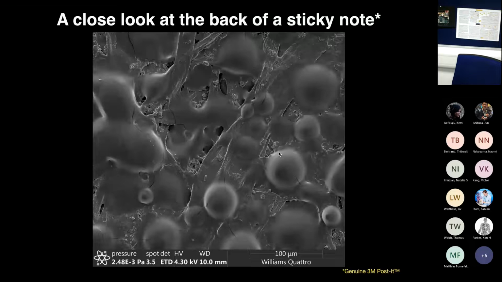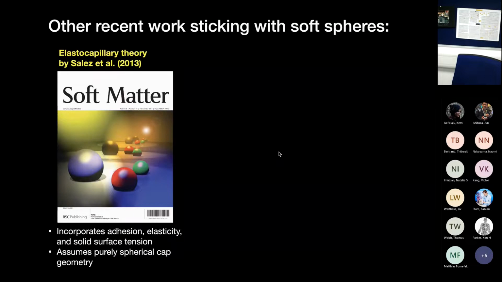And I'd be remiss in talking about these experiments without mentioning a couple of recent studies looking at adhesion of compliant spheres with rigid substrates. One was a theory paper by Tom Salas et al. That was actually a cover of Soft Matter, which was a purely elastocapillary theory, very much like the theory for rigid spheres on soft substrates. But this one, flipping it around, puts compliant spheres on flat rigid substrates.